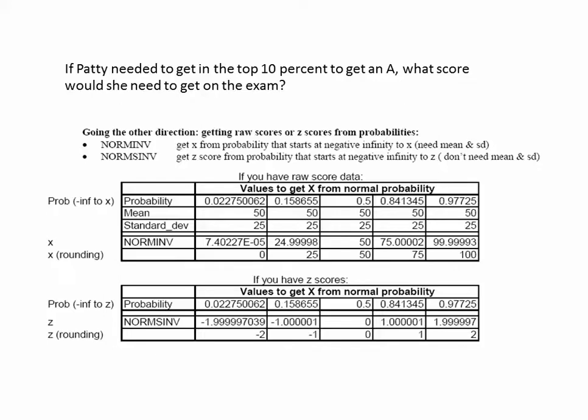So we use a different function, and we can still use the approximation method. We can still use the tables that we'll discuss. But in this case, we would start from a probability and calculate a value, so we would use a norm inverse function.